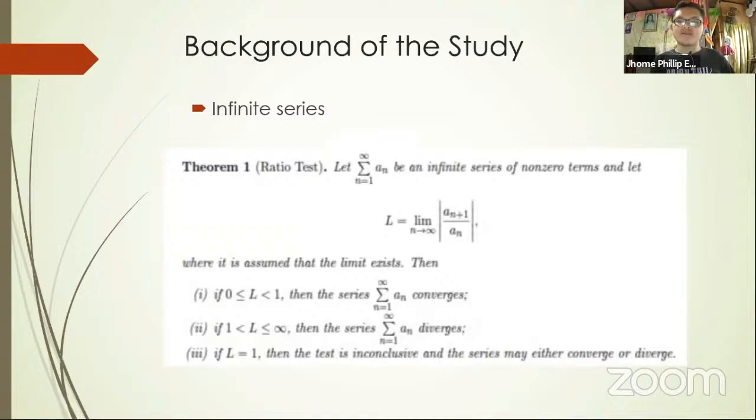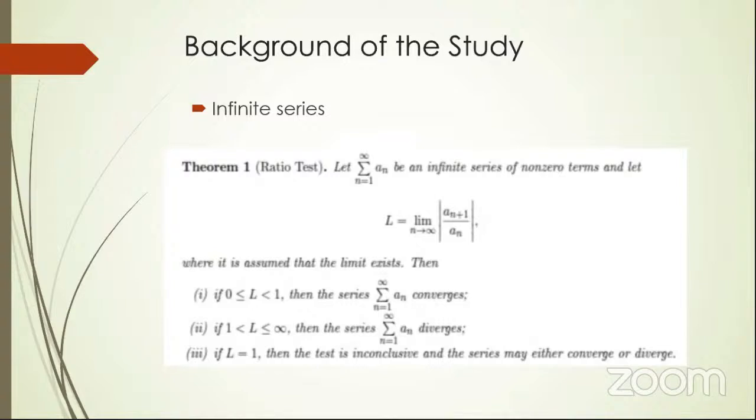The ratio test states that given an infinite series of non-zero terms and a limit, say L, assuming the limit exists, if the value of L is between 0 and 1, closed at 0, then the series converges. If L is greater than 1, up to infinity, the series diverges. And if L is equal to 1, then the test is inconclusive and the series may either converge or diverge.